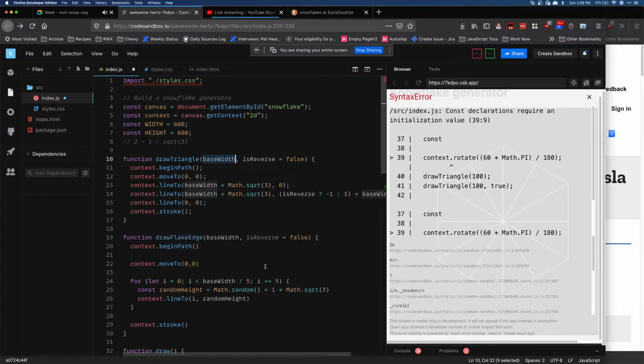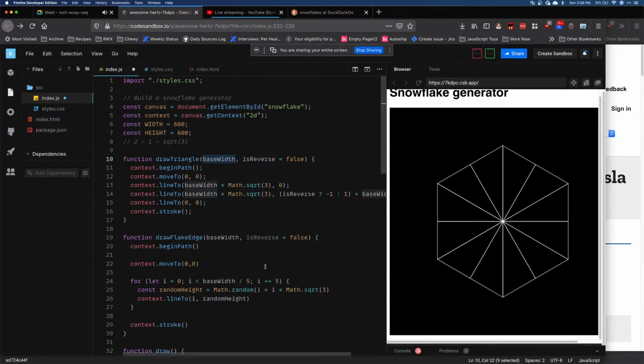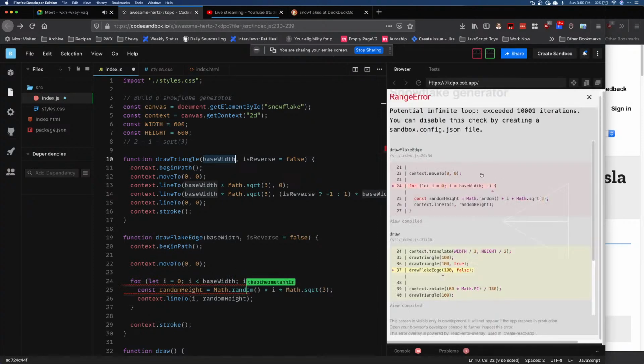Draw flake edge, and the base width is still going to be 100, and it's going to be false, and it's not going to work. But we did something if you look closely. We need to go down the line, and based on where it is on the line, we need to calculate what the distance is. Yeah, that's not going to work. We need to do more complex calculations.